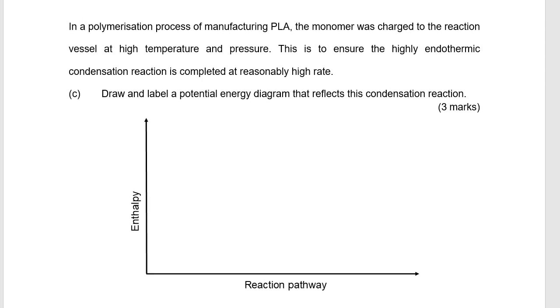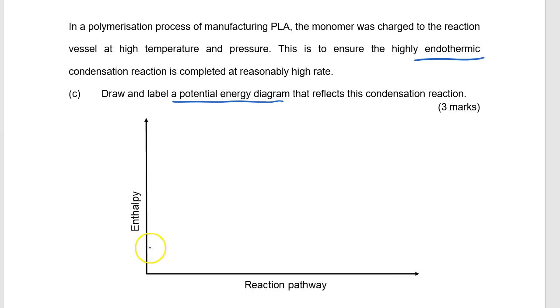Okay, in a polymerization process of manufacturing PLA, the monomer was charged to the reaction vessel at a high temperature and pressure. This is to ensure the highly endothermic condensation reaction is completed at a reasonably high rate. Draw and label a potential energy diagram that reflects the condensation reaction. It's asking you to draw an energy potential diagram. And the reaction is endothermic, highly endothermic.